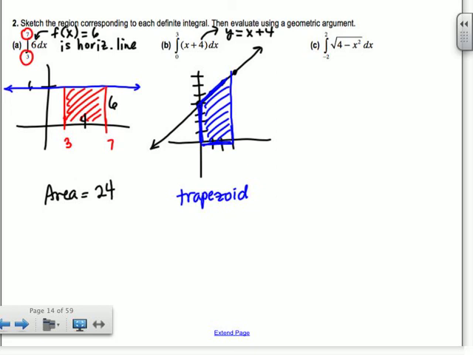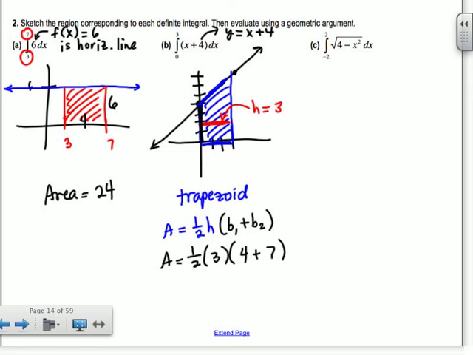Okay, so your area is going to be 1/2 the height. So height is the distance between the two bases. So h is 3 times b1 plus b2. So A equals 1/2 of 3, b1 was 4, b2 was 7. So you get 16.5. Because I started at 4 and I went up 1, right 1, up 1, right 1, 3 times. So that should be a height of 7.